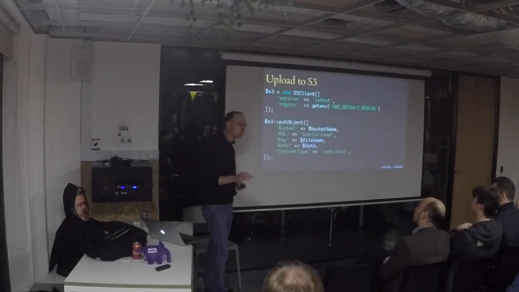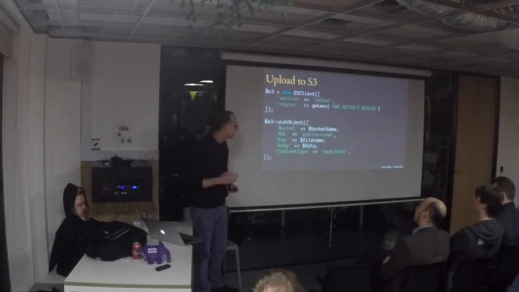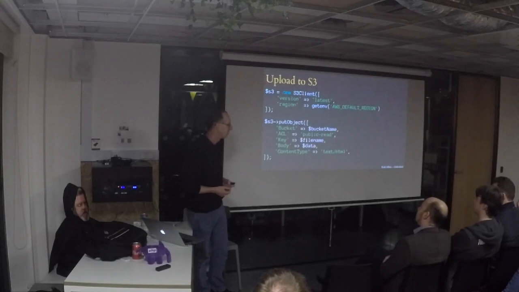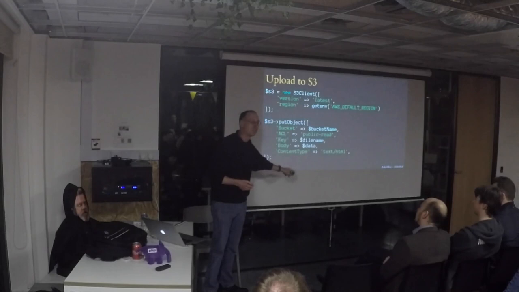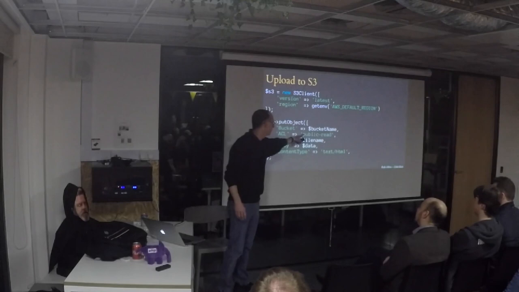Once you've got your S3 client, you can call put object and it will upload whatever data you give it into a file in your bucket. Don't forget to set the content type. Things get very confused if you don't set the right content type for the data you put up there. Took me a while to work that one out. Public read is a good idea if you would like other people to be able to see my wonderful website.